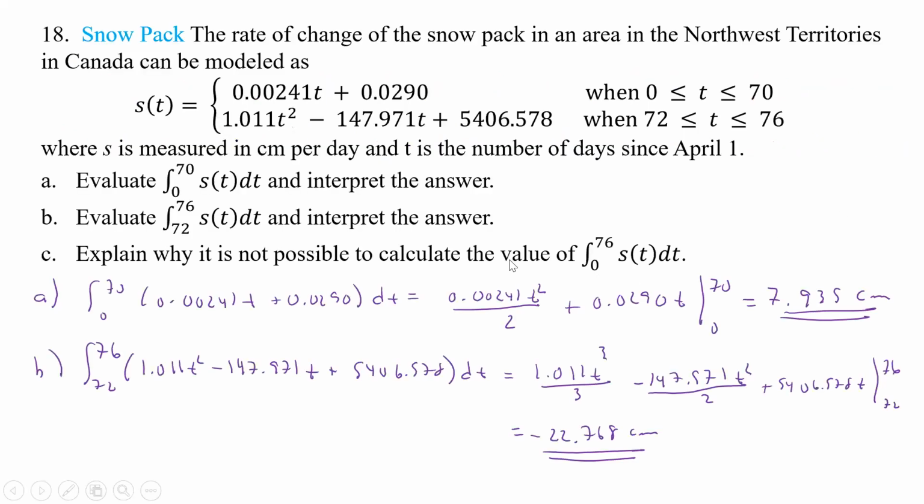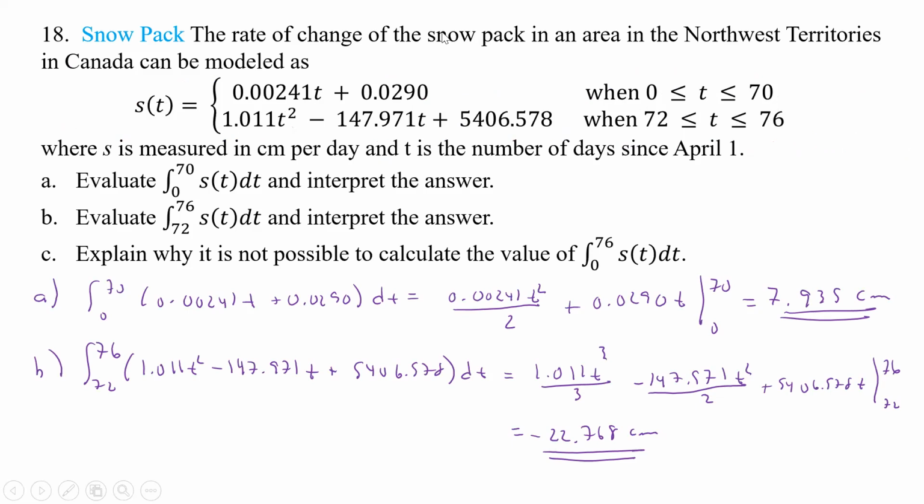Now, explain why it's not possible to calculate the value of 0 to 76. Well, if we look at our piecewise function, it goes from 0 to 70 and then 72 to 76. So we're missing pieces here in the middle from 71, and basically we're missing 71 if we're going by whole days. And so, oops, not that. I don't know what I'm doing.